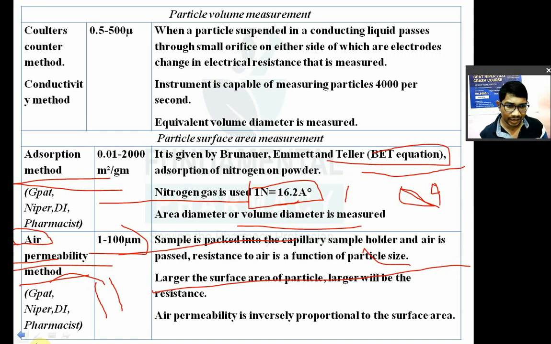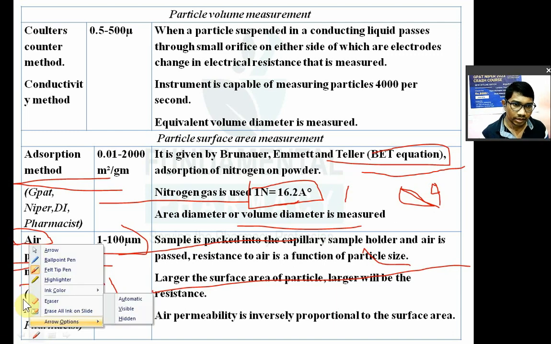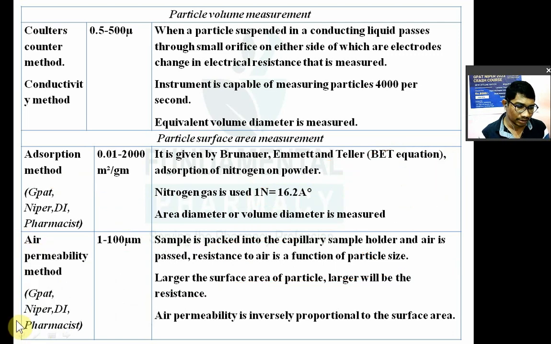Again, I tell you in short the different methods for particle size measurement. First, optical microscopy, then second one is the sedimentation method. In that you have the Anderson pipette method, right? Now the third method is particle volume measurement, that is the Coulter counter method. It is a method for particle volume as well as particle diameter. Coulter counter method or conductivity method. So it is a method for particle diameter also and particle volume also.